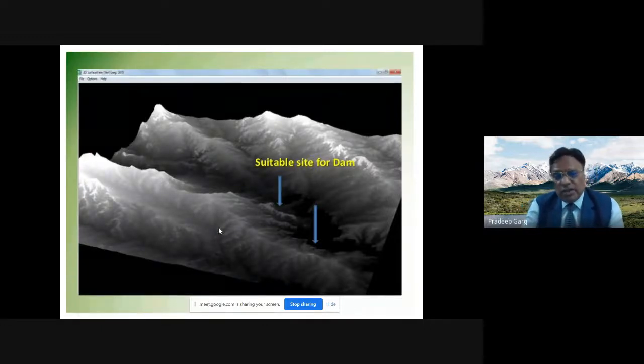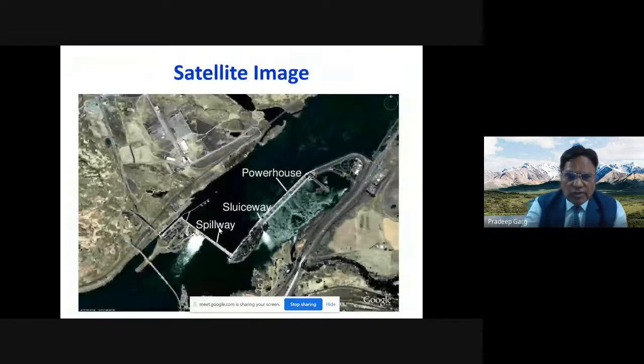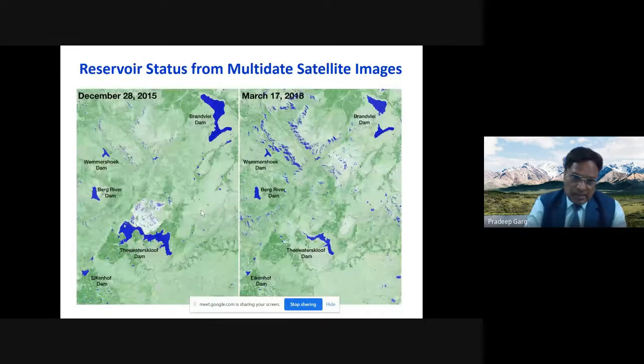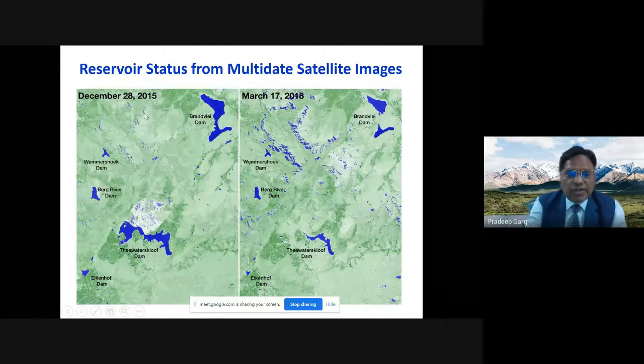Like a civil engineer might be interested in finding out the suitable site for the dam structure. In the satellite image, one can see the location of the powerhouse, how the powerhouse will look, the sluiceway, the spillway, the structures, and all that. So one can use those high resolution satellite images and find out which are the suitable areas to do that.